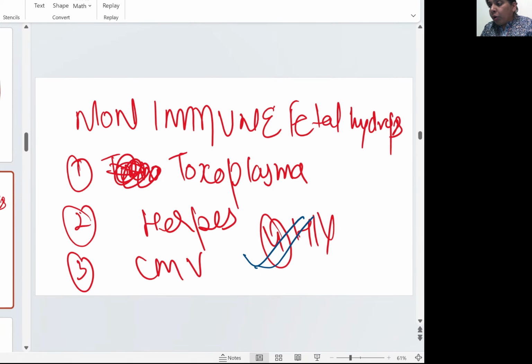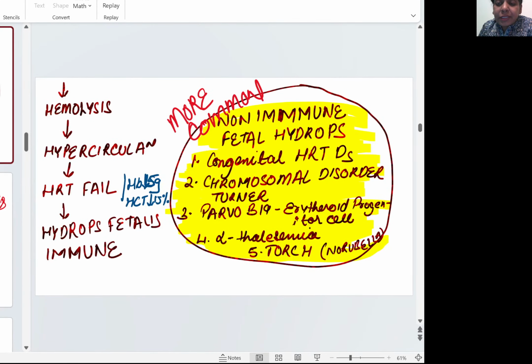Okay. So first you learn these reasons of non-immune fetal hydrops. Then you go to immune fetal hydrops. The reasons for non-immune fetal hydrops are more commonly asked.